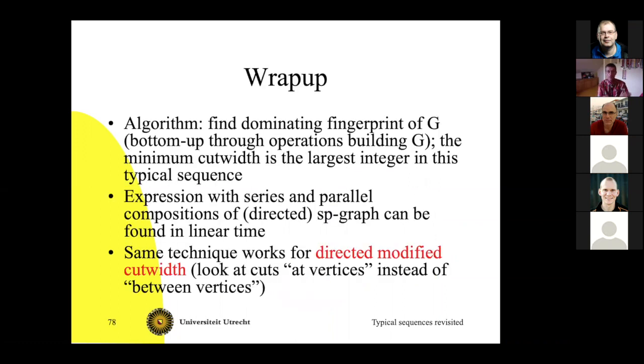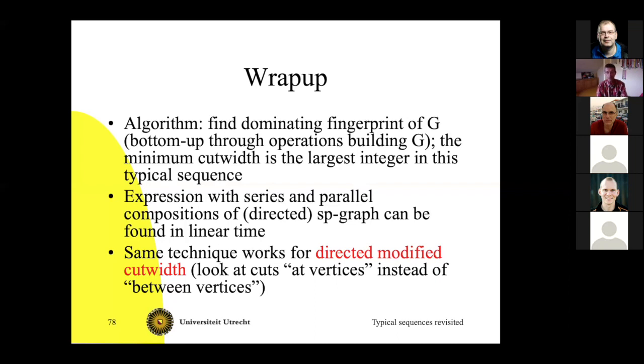And that's it. So we find these dominating fingerprints for every subgraph, following the way the series parallel graph is constructed. And the minimum cut width in the end is the largest integer in the typical sequence of the graph G itself. You can also make this constructive and show that the algorithm also builds the corresponding topological sort. And it was already known for many decades that an expression which builds the SP graph with series and parallel compositions, you can find in linear time.